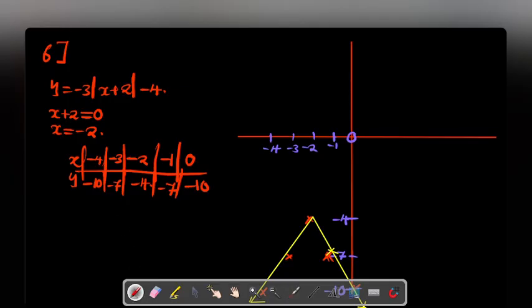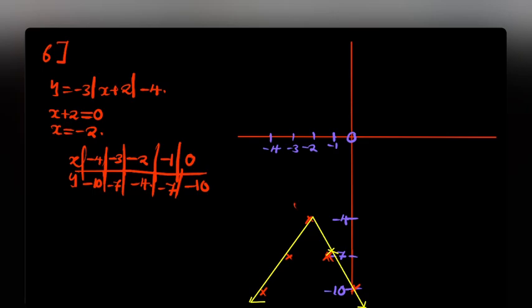So indicating the vertex, our vertex is at negative 2 comma negative 4. If you want to state the domain, you say the domain will be negative infinity to positive infinity. Then the range: this is our graph starting from the y value, which is negative 4, going to negative infinity. So that becomes the range.